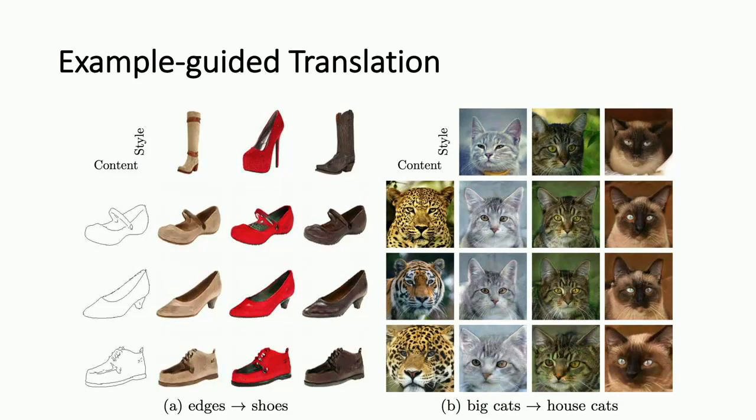Also, in the previous random translation, we basically feed a random style code from the prior Gaussian distribution, and we get random outputs. What if we feed a style code of an example image in the target style domain? For example, we extract the content code of this contour and the style code of this shoe, and we recombine them. And the results show that we can effectively transfer the style of the style image to the content. In this case, mostly color and textures, and in this case, we can translate this tiger to cats of different appearances, but with the pose preserved.